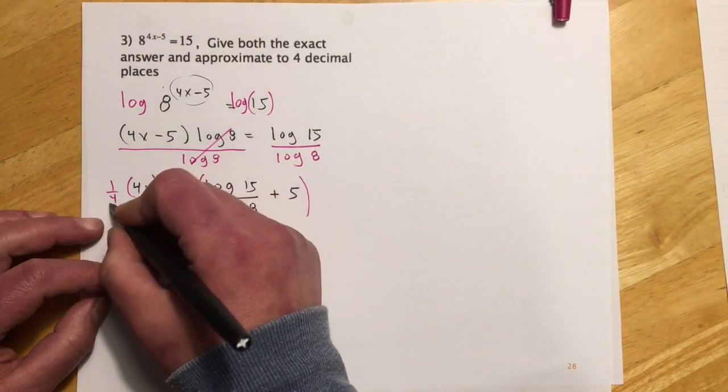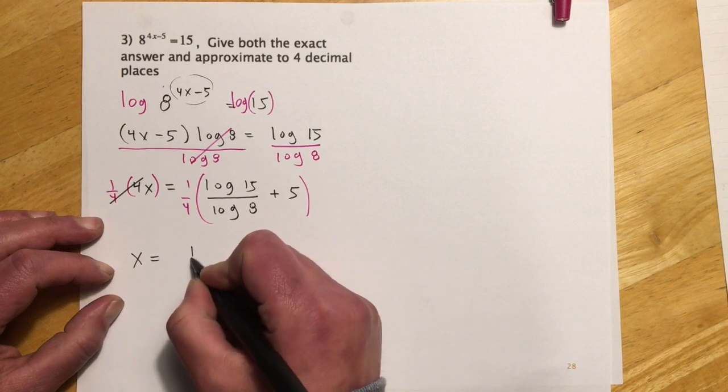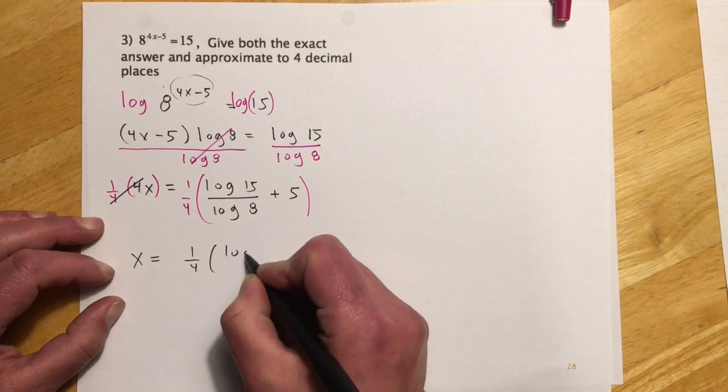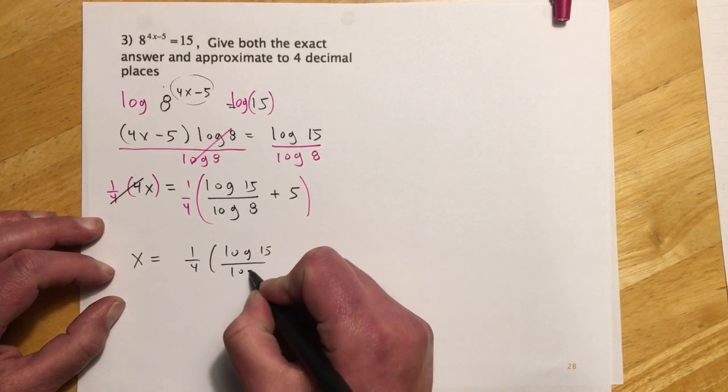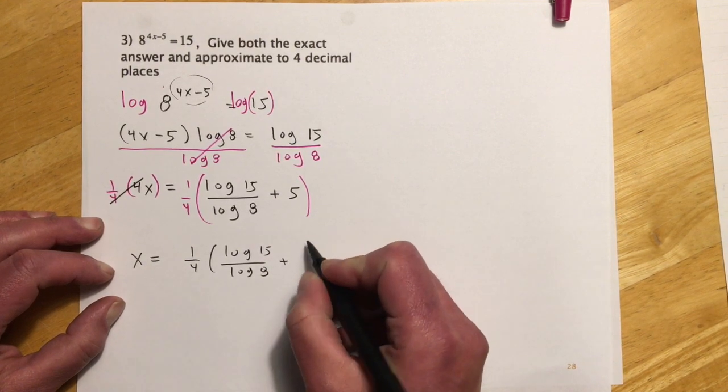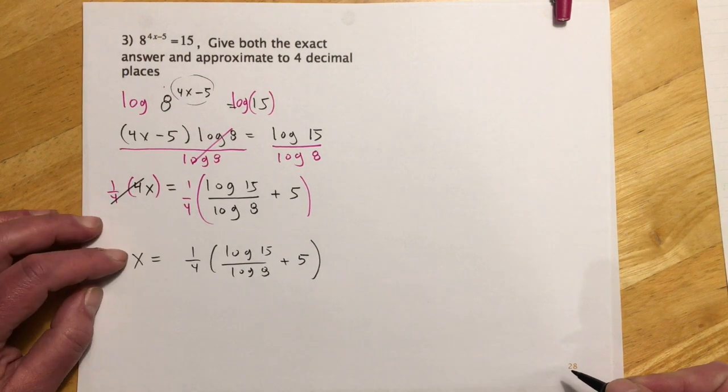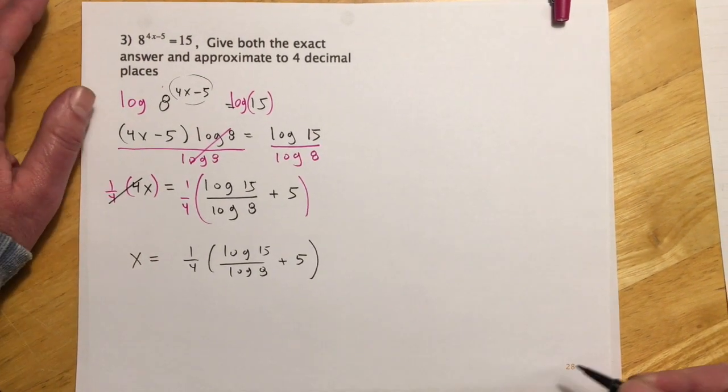And then this is going to give me my exact solution. So it'd be 1/4 log 15 over log 8 plus 5. So that would be the exact form of the answer, or at least one of them.